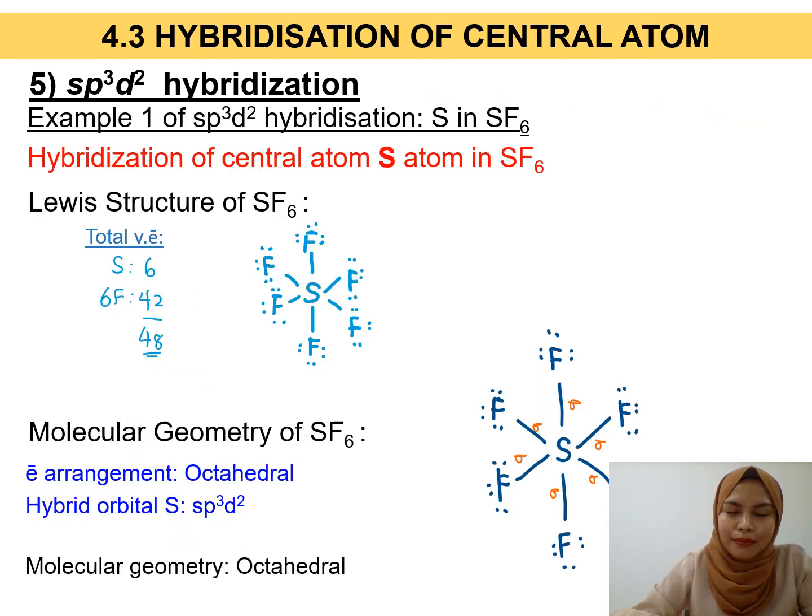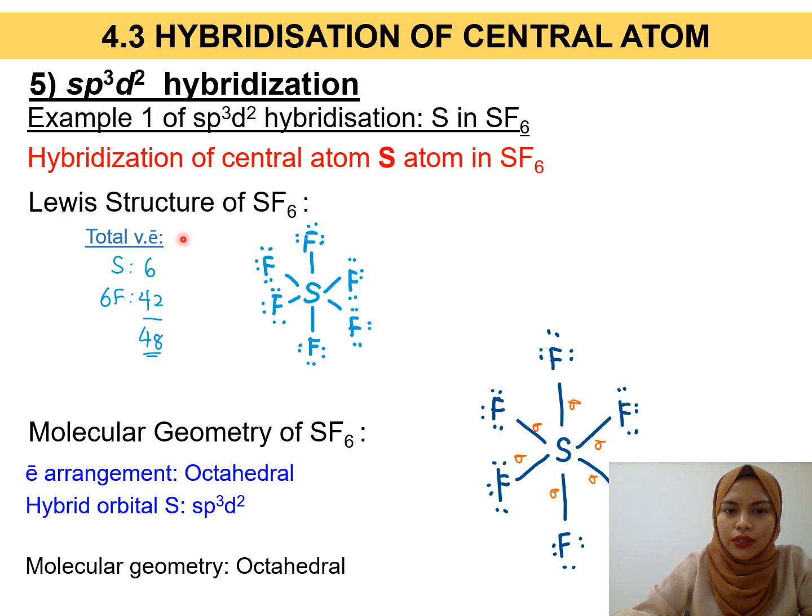Okay, one of the examples yang ada sp3d2 type of hybridization ialah molekul SF6 di mana S ni akan berada di central atom. So untuk tahu the type of hybridization for the central atom S, you need to draw the Lewis structure for SF6. So you need to count the total valence electron.